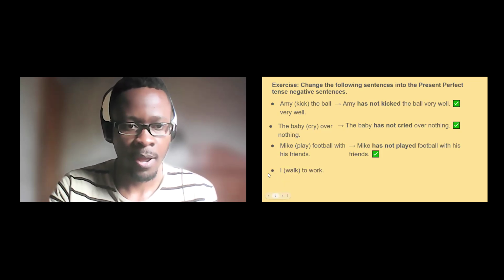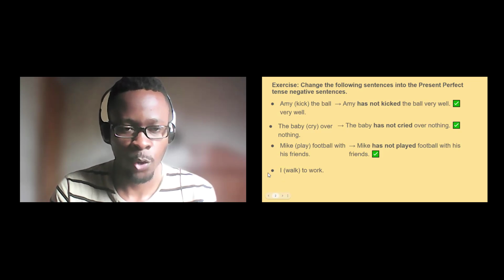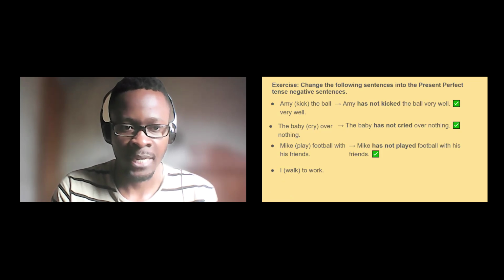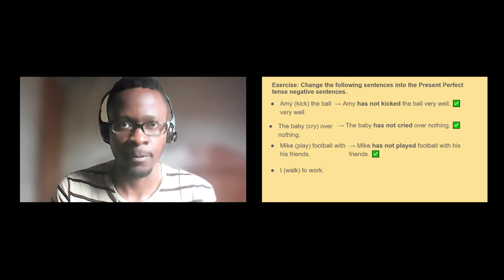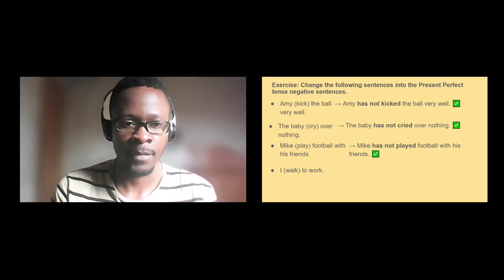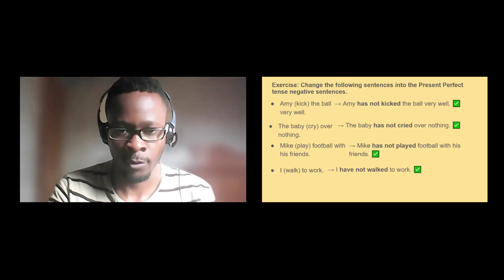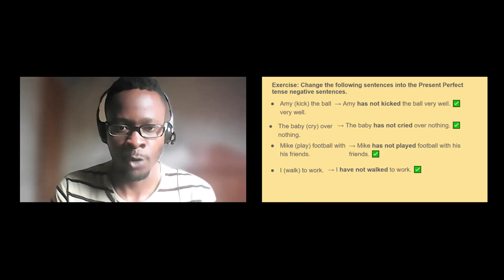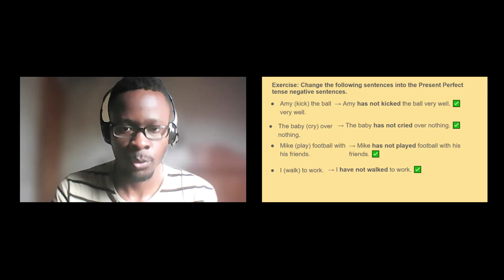4. I walk to work. Subject, it's I. As such, according to the rules, we have to use have, and we make it negative by putting not, and the verb has to be in the third form, the past participle form. Therefore it becomes walked. The correct sentence is, I have not walked to work.